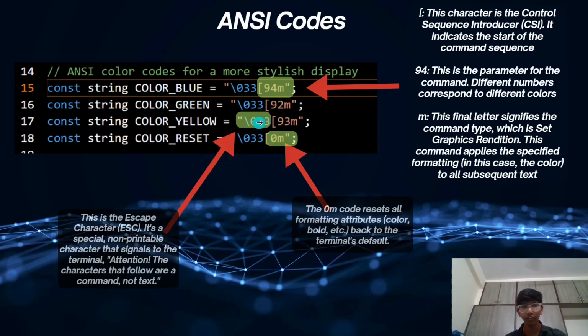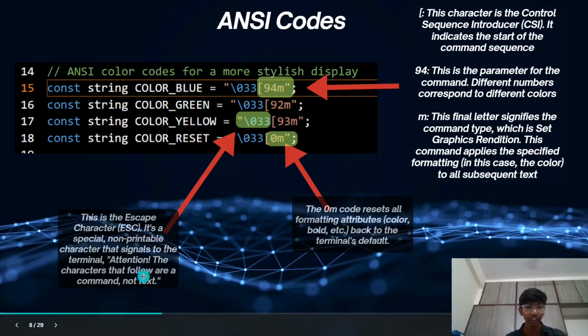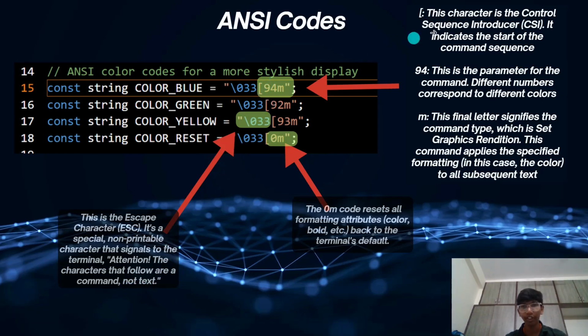Let's start with slash 033. It's a special type of character called the escape character, and it gives a warning to the compiler that whatever characters follow are a command, not text. Then we write a square bracket, which is called a control sequence introducer. It indicates that the command has started.